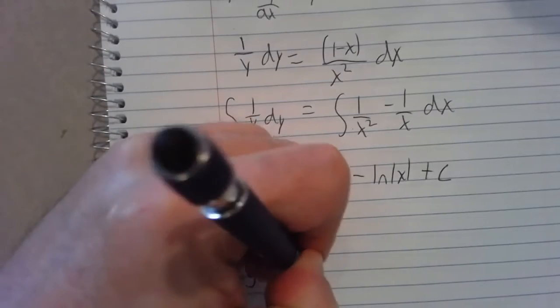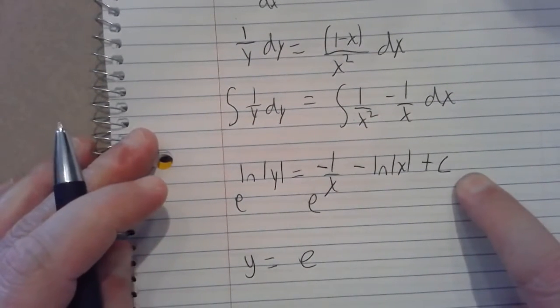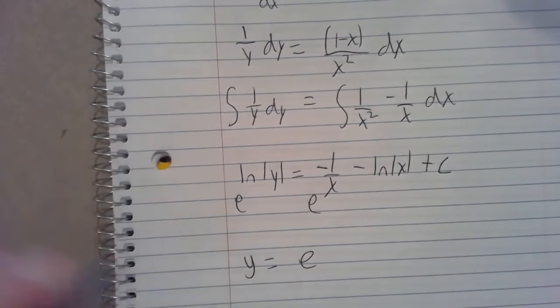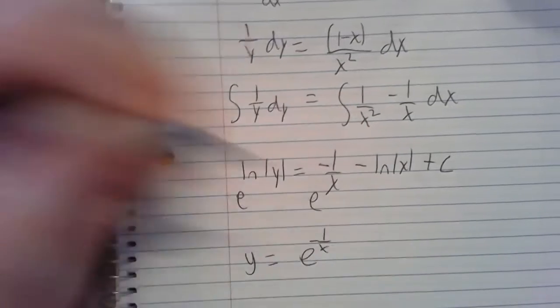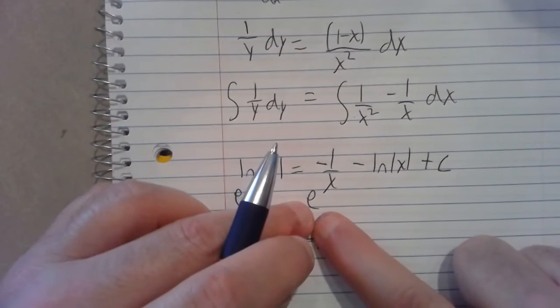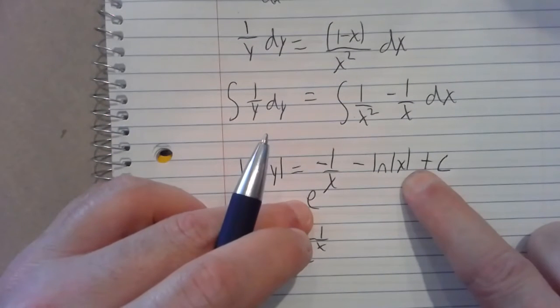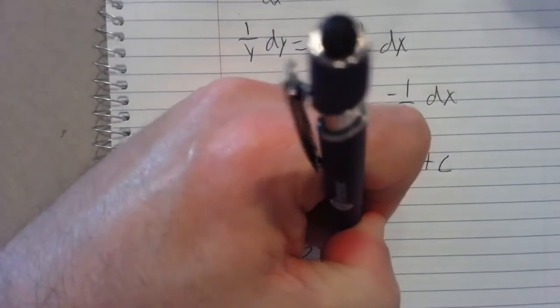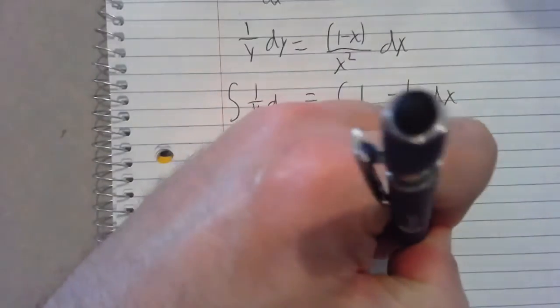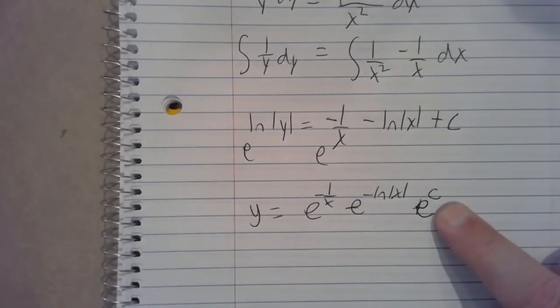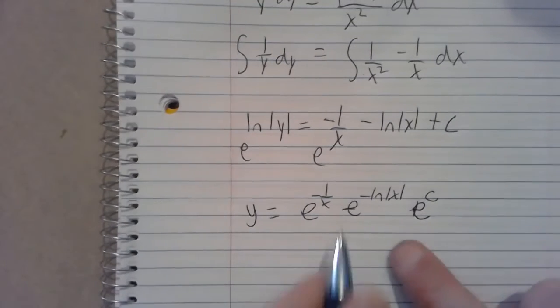Say y is e raised to all of this stuff. Remember, in an exponent, a bunch of things added together could be multiplied. So I could say this is e to the negative 1 over x, times e to the negative natural log of the absolute value of x, times e to the c. I can absorb all that together and call that one constant.